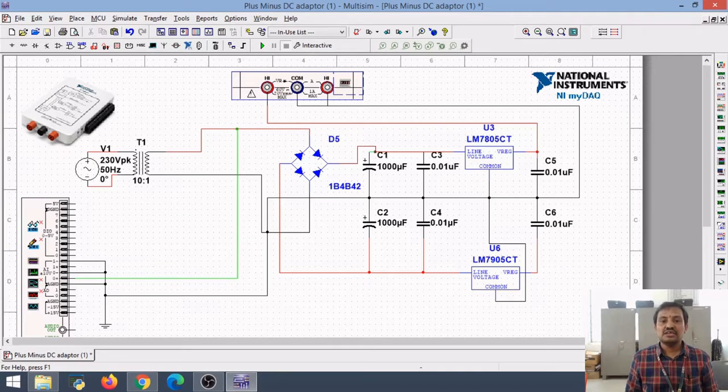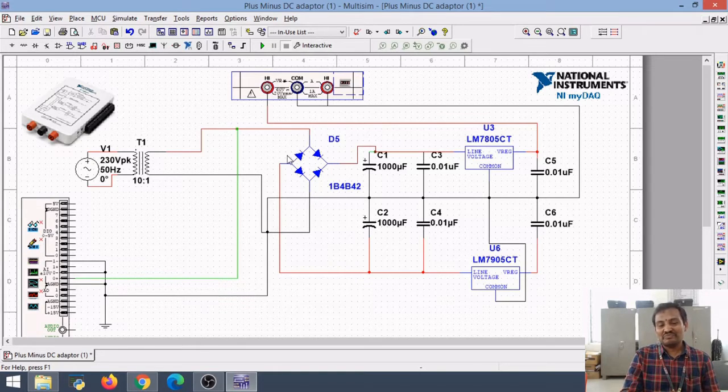Hi students, today we will discuss the plus minus DC adapter. Generally, any electronic circuit requires DC voltage. For that purpose, we generally use a DC power supply. In an ordinary DC power supply, we have two stages: one is the rectifier stage, and the second one is the filter stage.